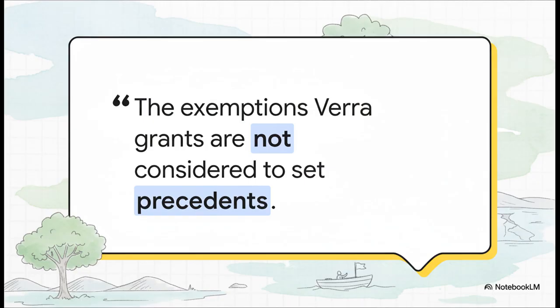Now, this is a critical rule for keeping the whole program solid. The procedure says, black and white, that any exemptions that get granted do not set a precedent. What does that mean? It means every single case is judged on its own unique situation. You can't just point to another project that got an exemption and say, hey, me too. This is exactly how Verra prevents loopholes and keeps their standards really robust.